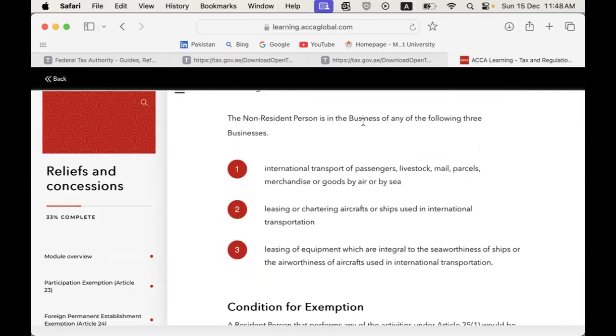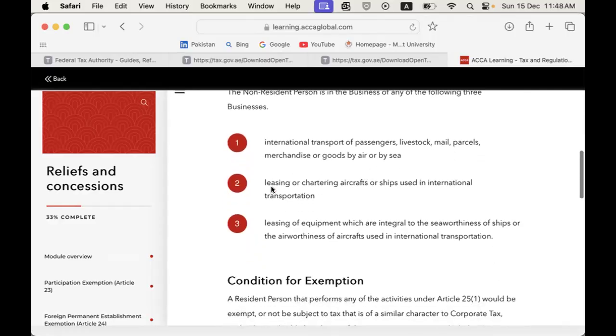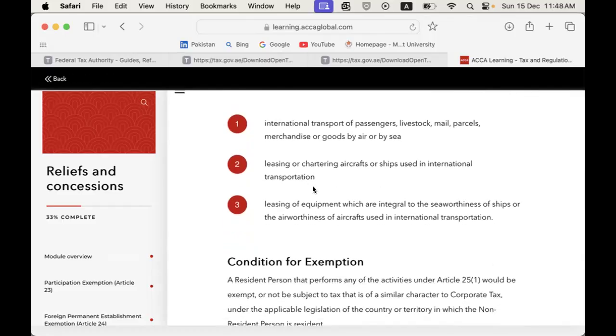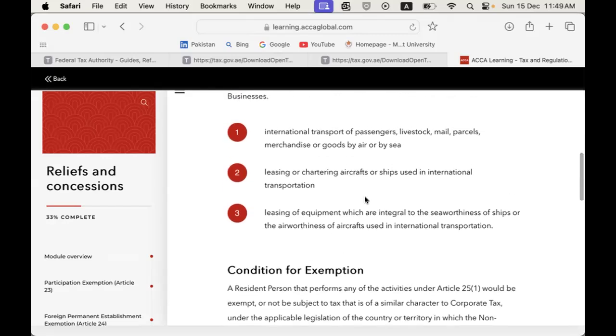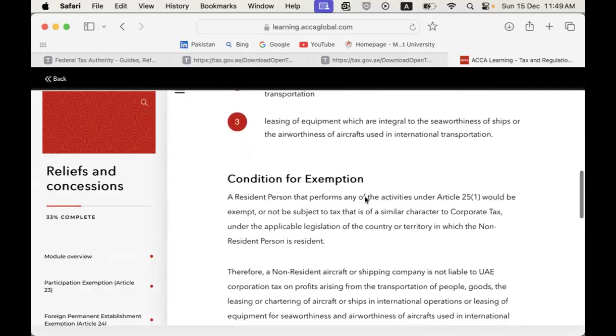The non-resident person is in the business of any of the following three businesses. Number one, international transport of passengers, livestock, mail, parcels, merchandise, or goods by air or by sea. So international cargo, basically. Second, leasing or chartering aircraft or ships used in international transportation. And the third one, leasing of equipment which is integral to the seaworthiness of the ships or airworthiness of aircraft. So these are the three businesses which can enjoy the exemption.